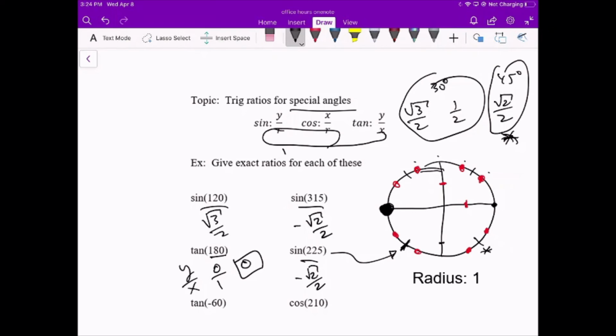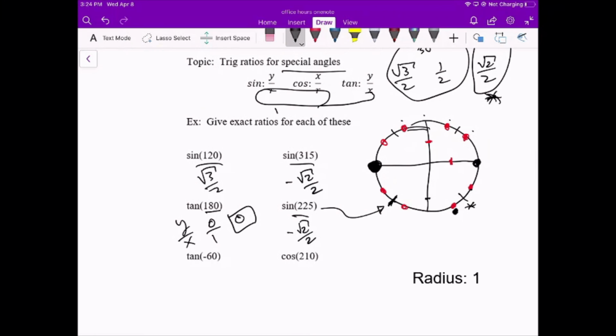Tan of -60. Negative means I go backwards, so I start here, -30. -60 puts me right there. Tan means the y-coordinate over the x-coordinate. So the y-coordinate for this point is negative √3/2. The x-coordinate for that point is 1/2. The 2's divide out, and I'm left with negative √3 as my tan ratio.